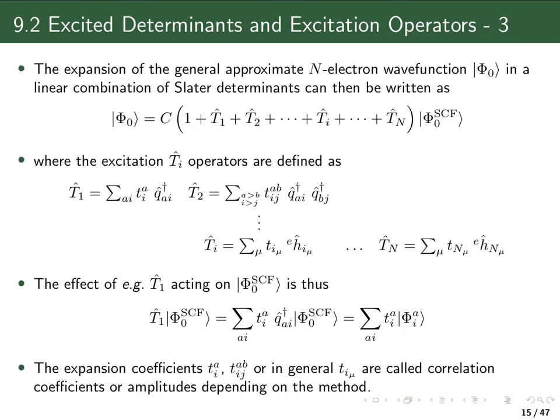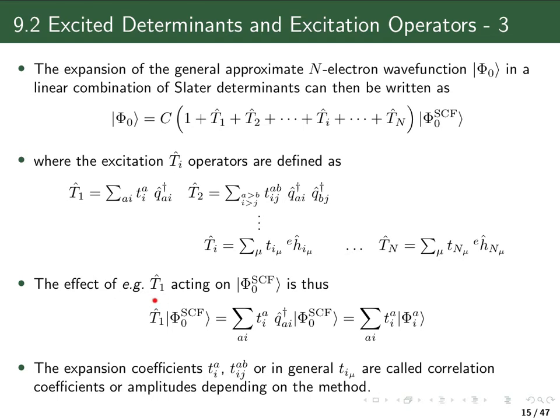T2 is the sum of all double excitation operators weighted with double excitation coefficients, double amplitudes, or double correlation coefficients. And in general, we have a Ti operator, which is the sum of all excitation operators of excitation level i, weighted with their coefficients. And the n-tuple operator, then of course, would be the sum of all the n-tuple excitation operators with their coefficients.